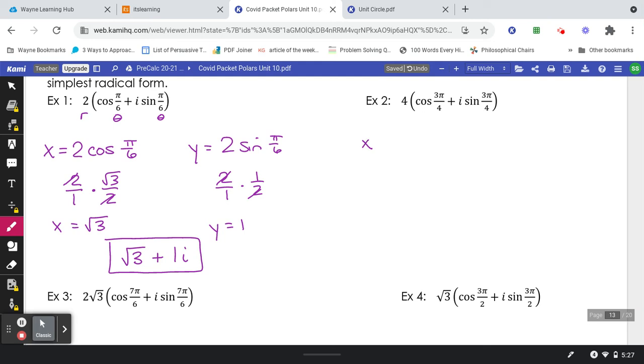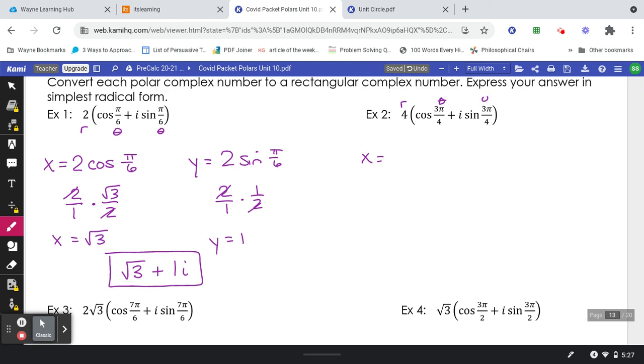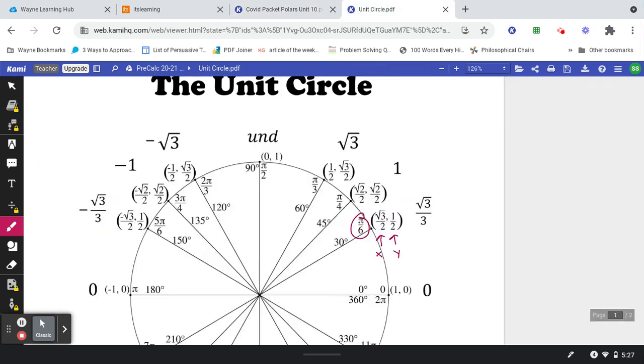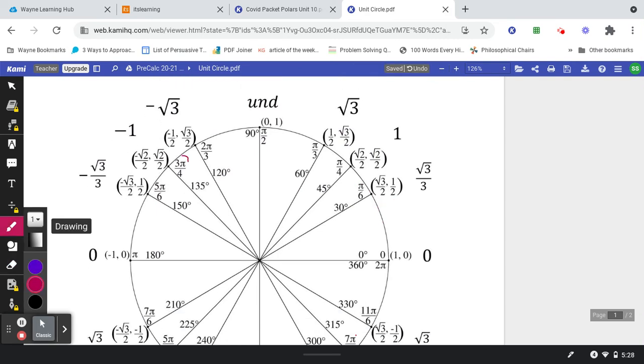All right. The next one, I've got r is 4, and theta is 3 pi over 4. So x equals 4 cosine 3 pi over 4, and y equals 4 sine 3 pi over 4. 4 over 1. Now I have to go find 3 pi over 4 on my unit circle. Let's see, here it is. So we'll take the x first: negative radical 2 over 2.